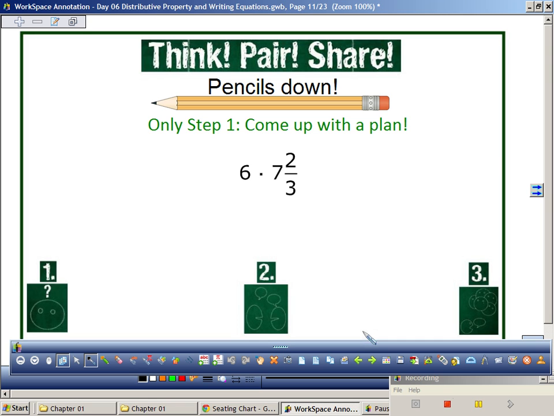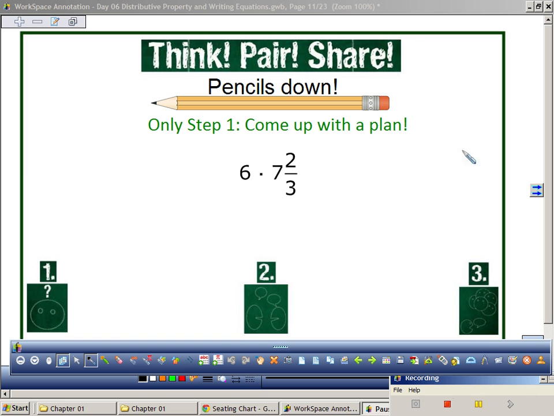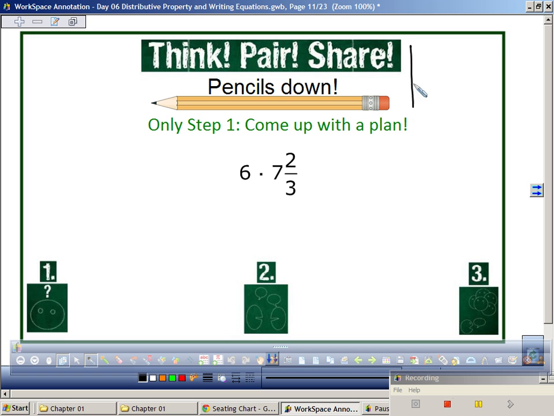All right, pencils down. Let's come up with a plan. I want you guys to share with each other a plan on how to use the distributive property to solve 6 times 7 2/3. All right, let me give you a hint. If I were to say, we'll have our little side box over here to talk about. If I were to say, I need 1.5 cups of sugar to put into my Kool-Aid pitcher. Tell me verbally how you would measure that out.